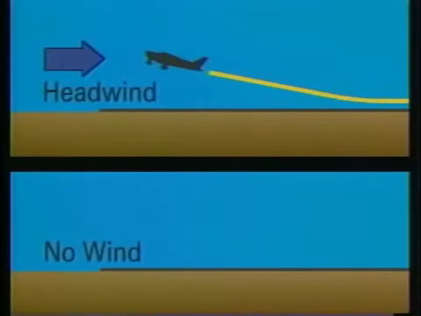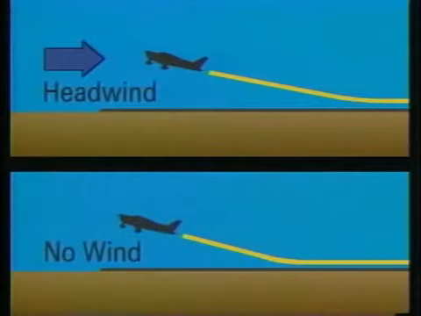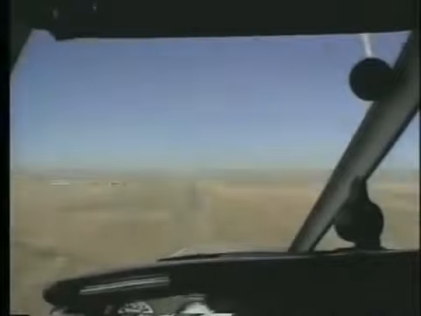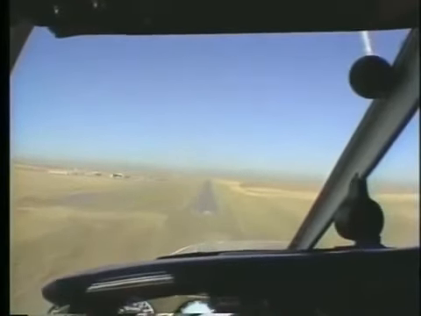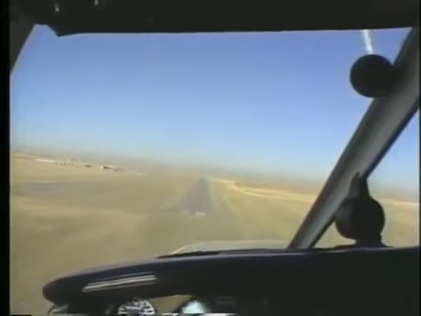For example, headwinds are desirable for both takeoffs and landings. During the takeoff roll, a headwind supplies additional lift to the wings. This enables you to lift off earlier than during a no-wind condition. During a landing, the headwind reduces your ground speed as you approach the runway. This, in turn, shortens the landing roll.